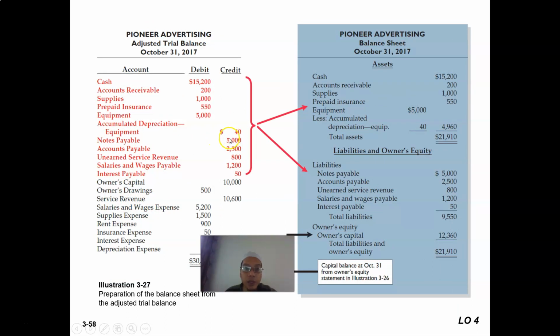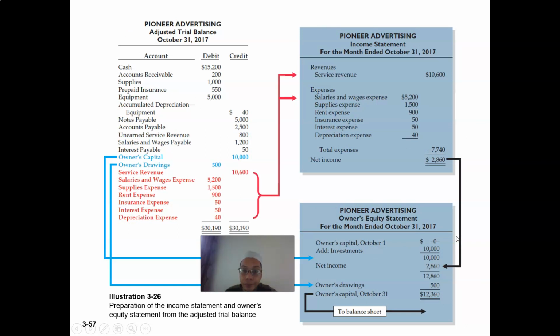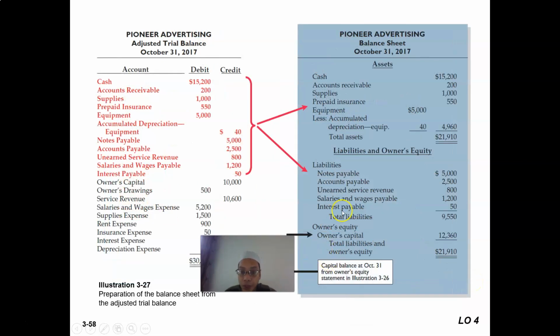We found these as the liabilities: notes payable, accounts payable, unearned service revenue, salaries and wages payable, and interest payable. All these are the liabilities. So we put them here. So we get a total liability of 9,550. And then we put in the owner's equity. Owner's equity is the owner's capital that comes from the owner's equity statement. The ending balance of the owner's capital at 31st October is 12,360. The same figure we put in here, on the owner's capital.